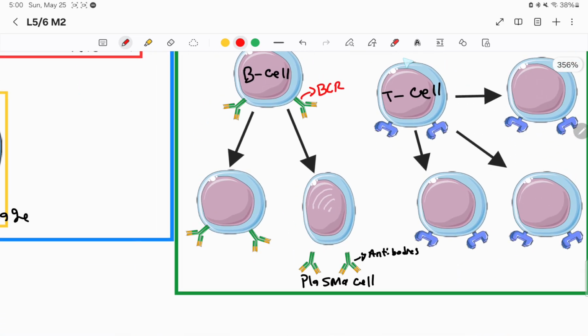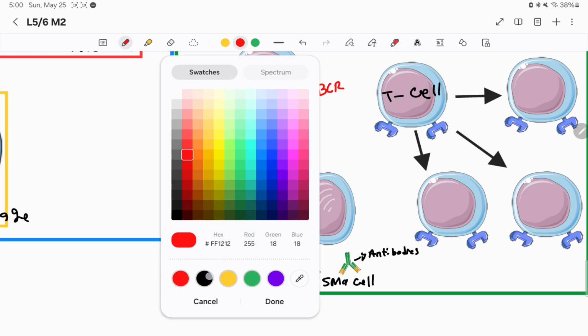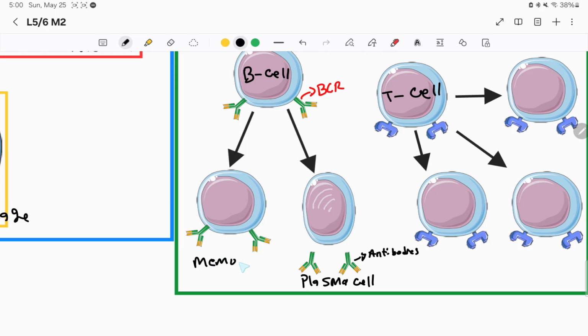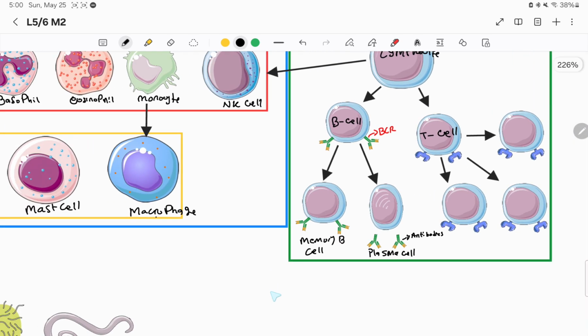Okay? There is another cell that this B cell can turn into once it's activated, and that is called a memory cell. Okay? A memory B cell. Now, say for example that you got infected with COVID-19 for the first time. Or better yet, forget the COVID-19 example. Let's take the flu. You guys know how there's a seasonal flu every year? Well, let's say at the start of the year, you get infected with the flu, right? And you do not get infected with that flu for the rest of the year.